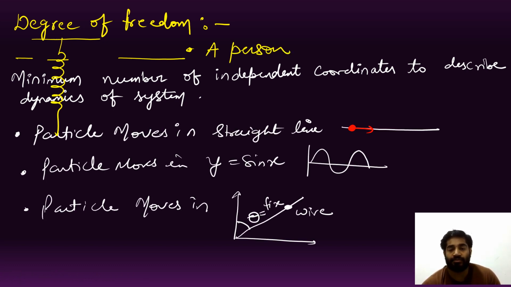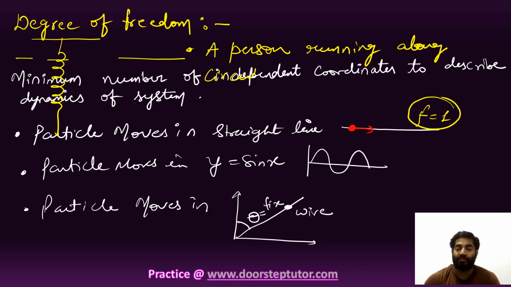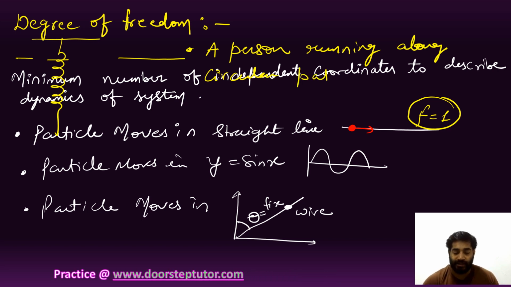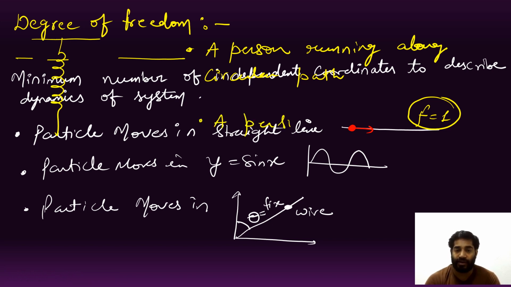See, in this, a particle is moving in a straight line. So if a particle is moving in a straight line, it has only 1 degree of freedom, meaning it has only one constraint. Either it moves to left or to right, but it has to move in a straight line. So that's why it has one constraint, and due to that constraint, it has 1 degree of freedom.